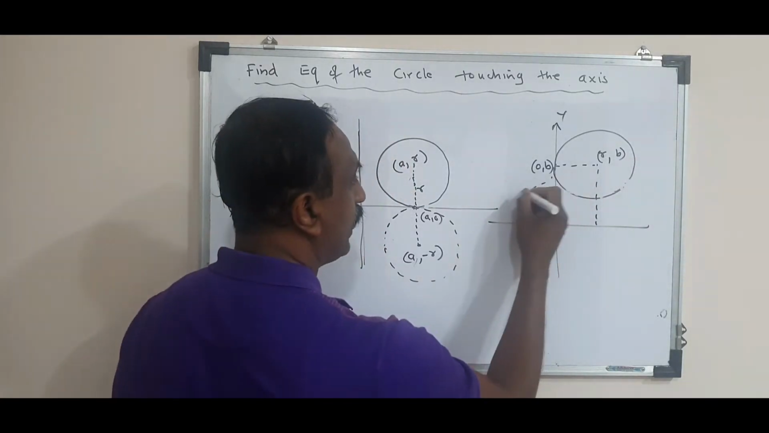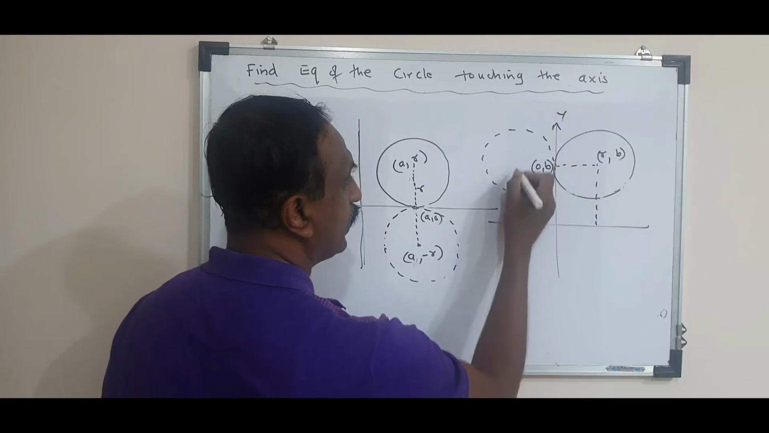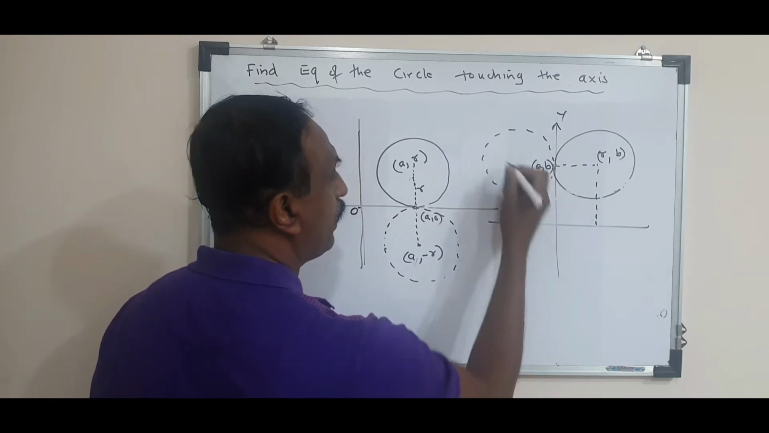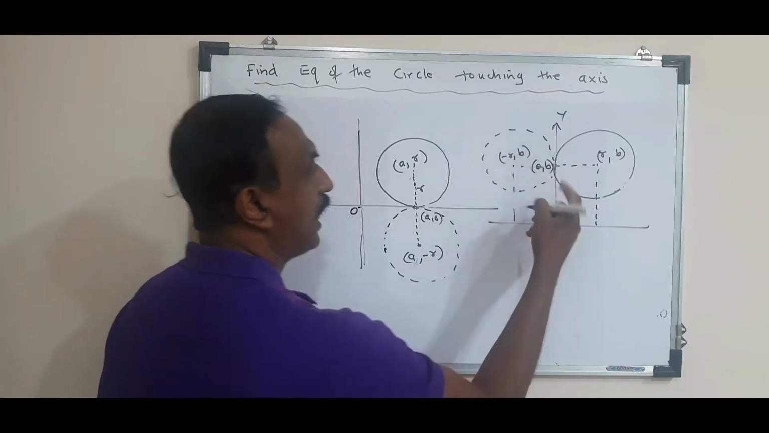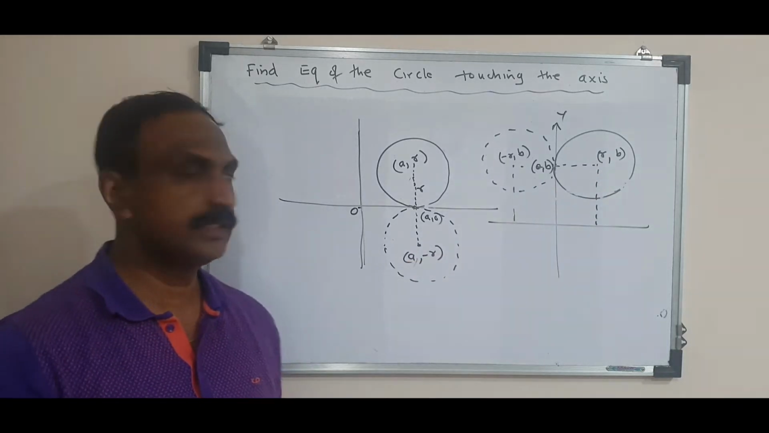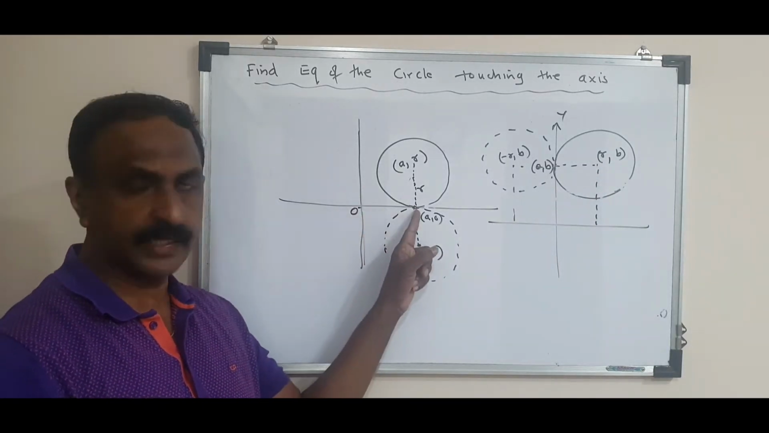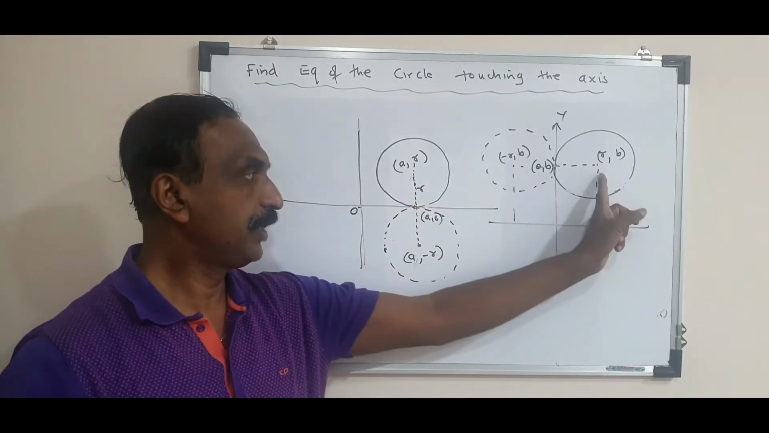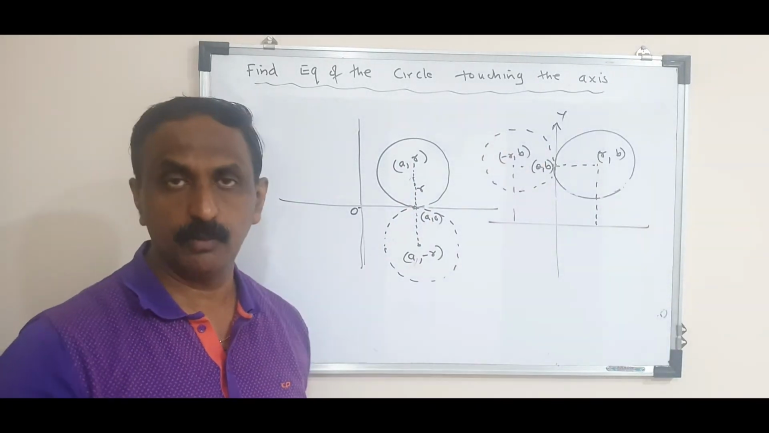Same way, you can have it on this side also. In that case, it will be (-r, b), and this will be (r, b). So you need to remember this. If the circle touches the x-axis, the y-coordinate is the radius. If it touches the y-axis, the x-coordinate will be the radius.